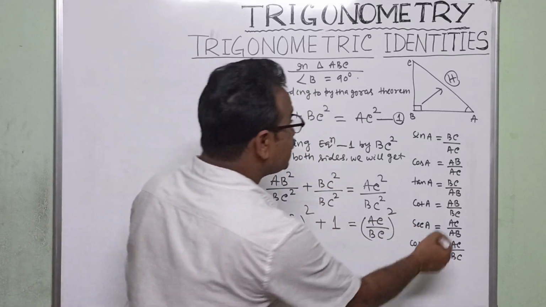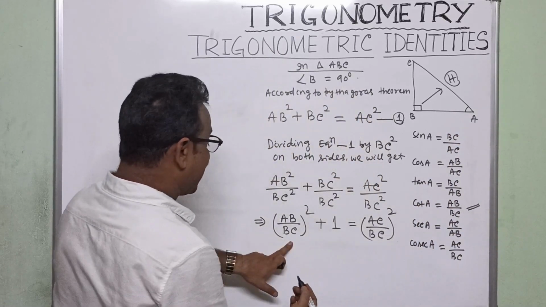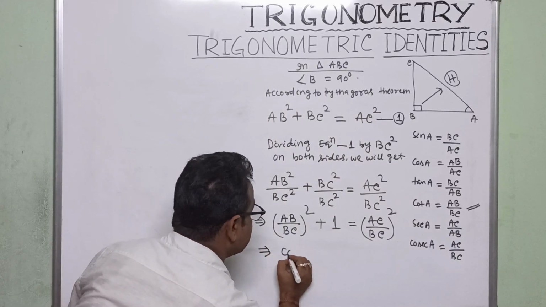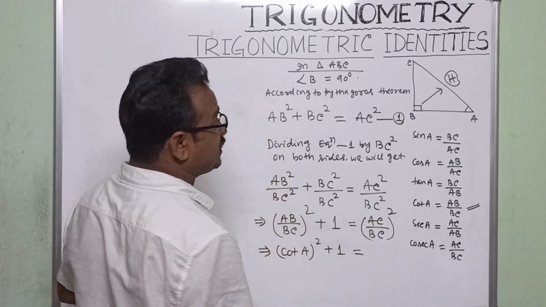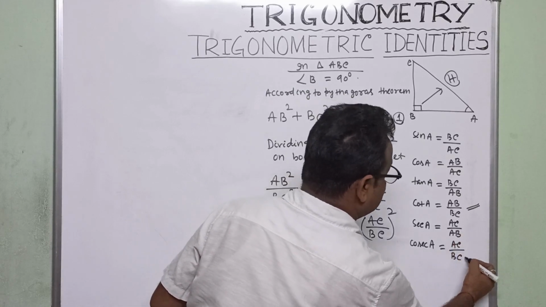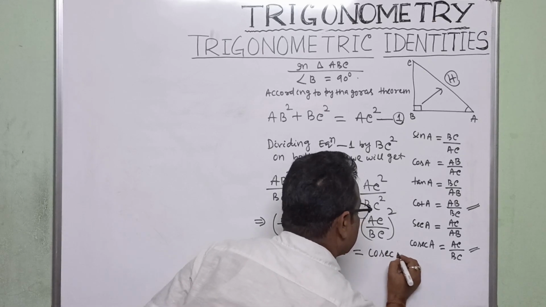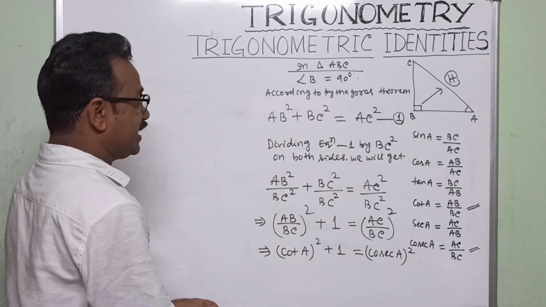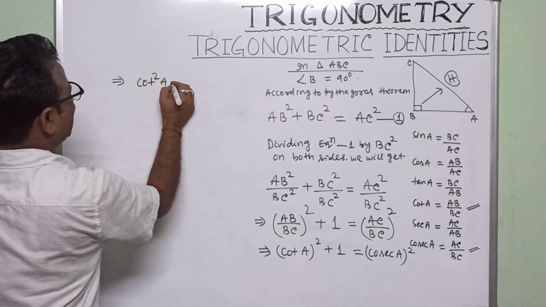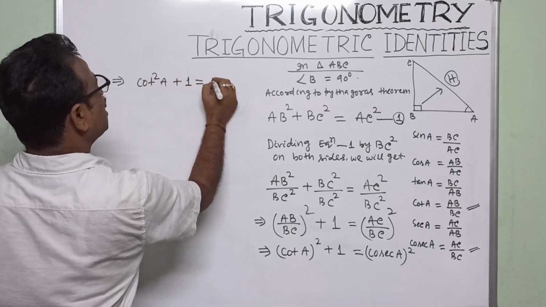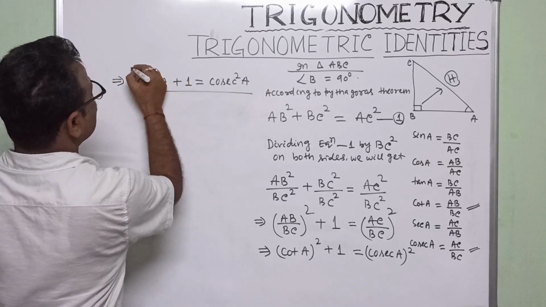So where is AB by BC? See AB by BC here. That implies cot A whole square plus 1 is equal to AC by BC. See AC by BC here, so that is your cosec A whole square. That implies cot square A plus 1 is equal to cosec square A. So this is your third identity.